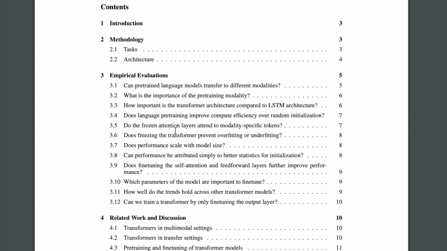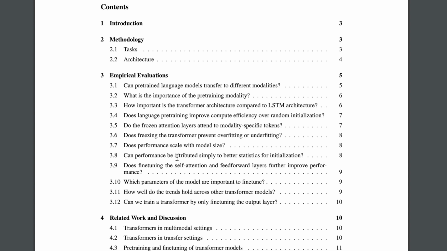And so this idea of freezing the weights, only training 0.1% of the weights, is that going to help prevent overfitting, or is that going to underfit because you're not fitting enough of the model? Then does performance scale with model size, scaling up, say 5 billion, 10 billion, and so on? Can performance be attributed simply to better statistics for initialization? So it's kind of disentangling, is this representation transfer really such an esoteric, poorly understood idea, or is it really just statistics of these initialization parameters?